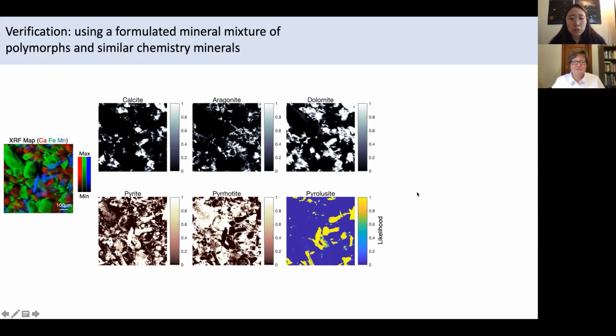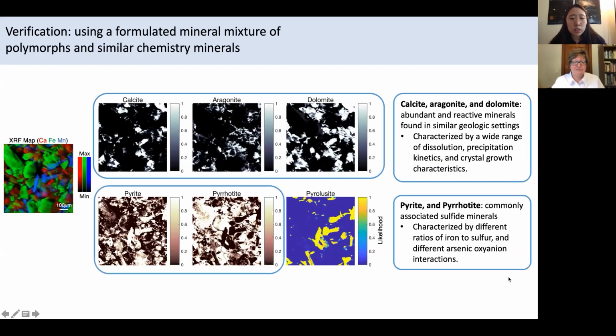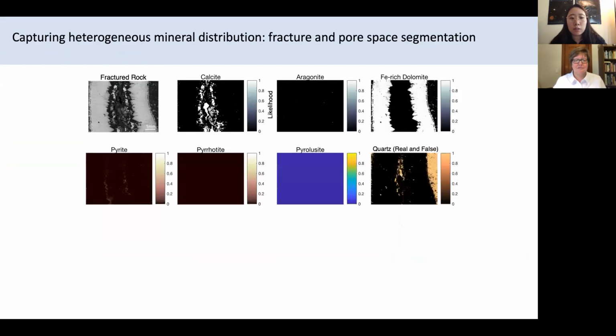The 3 carbonate minerals in this mixture are characterized by the same chemistry for calcite and aragonite and similar chemistry for dolomite, but exhibit a wide range of dissolution, precipitation kinetics, and crystal growth characteristics. Similarly, the two sulfide minerals are characterized by different iron to sulfur ratios and a tendency to interact differently with arsenic under different redox conditions. So for such minerals, there is a clear need for correct labeling of the phases in the context of reactive transport modeling, and the SMART mineral mapper provides significant advancements from currently limited mineral mapping approaches not based on XRD.